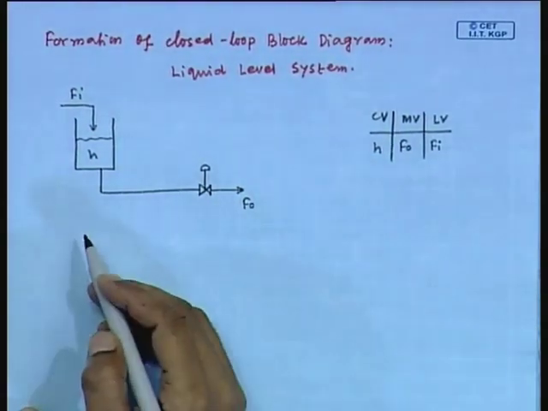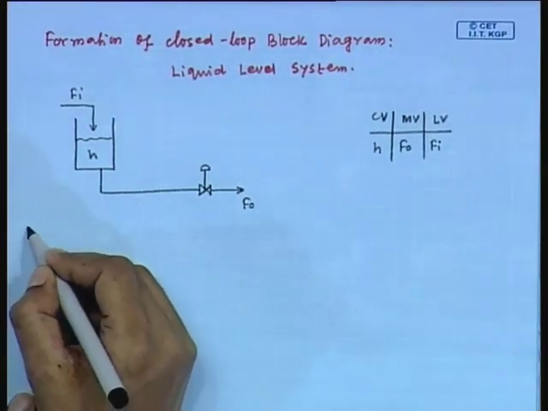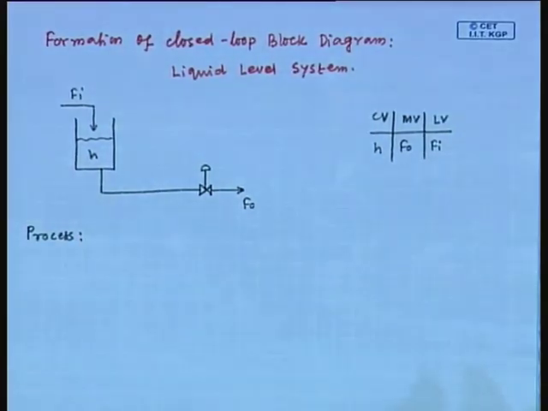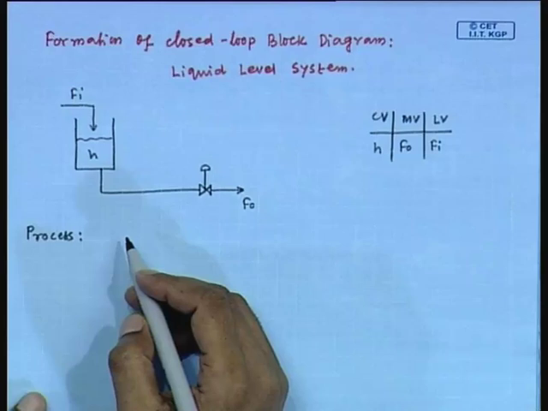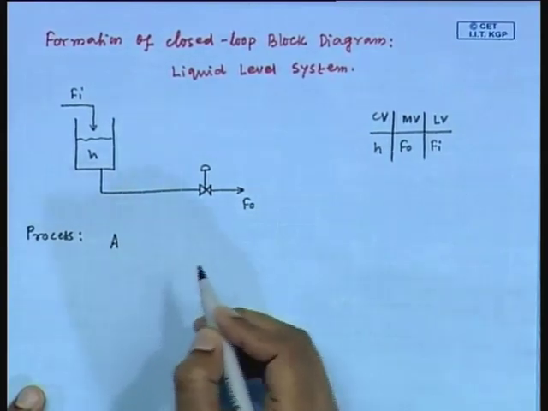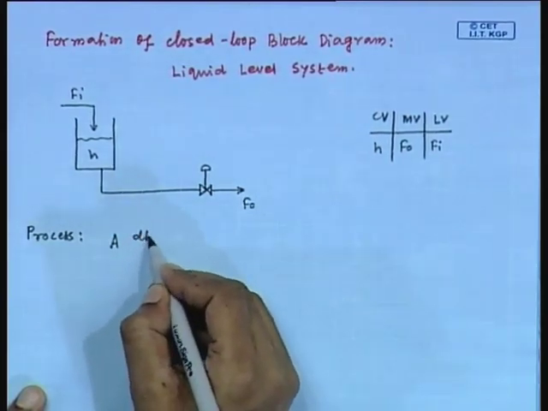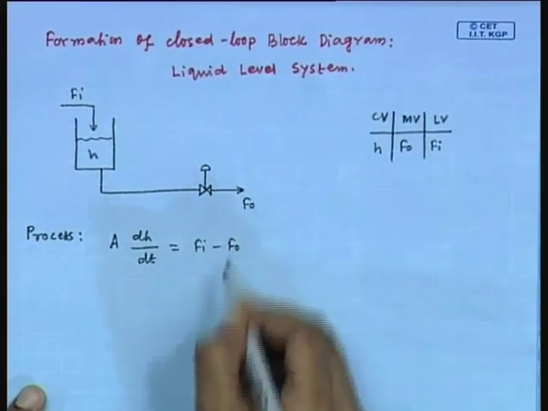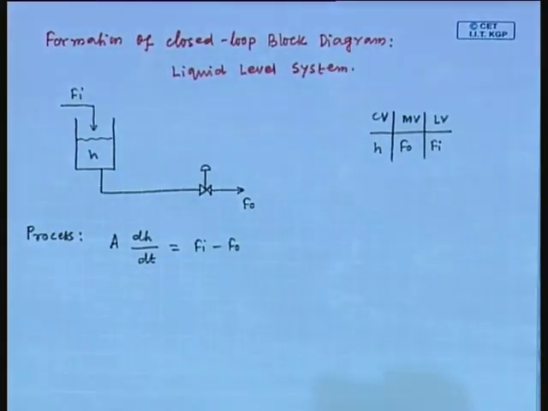Now, we will consider the different elements. So, first we will consider the process. We need to develop the transfer function of the process in terms of GP and GD. So, for developing the transfer function of a process, we need the model. So, model we can represent by this ordinary differential equation A dH dt equals Fi minus F naught. This is a modeling equation for the liquid level system.